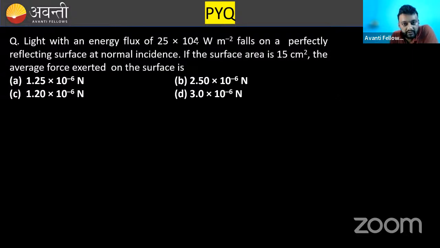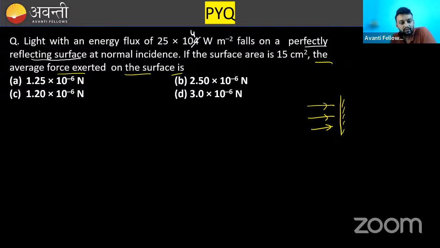This is 104. This is not 104. This is 10 raised to the power 4. Remember, perfectly reflecting surface. The situation is something like that. This is a perfectly reflecting surface. Light is coming at normal incidence, or energy is coming, whatever it is given. The intensity is given. They are not asking the energy, they are asking the force exerted on the surface.